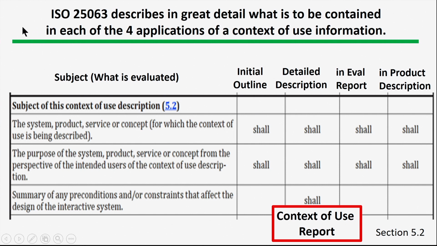ISO 25063 also gives a fair amount of information on examples of the context of use of information. And here's an example of a section. This is section 5.3, and they talk about these 4 formats, which are an initial outline, a detailed description, what appears in an evaluation report, and what appears in a product description. There are a number of specific items, and these tables say what should appear, what shall appear, and so forth. So in terms of thinking about which information items are required or desired, ISO 25063 is very helpful for that purpose.